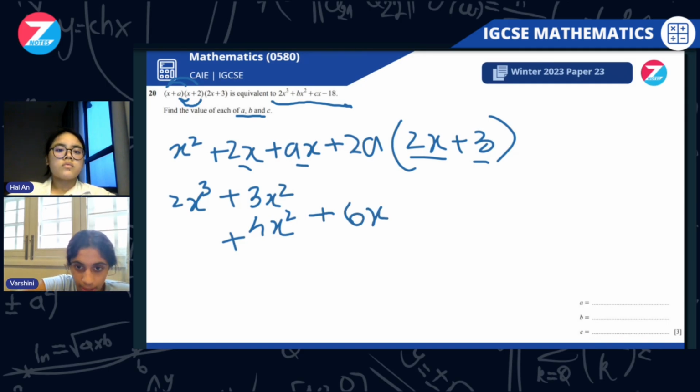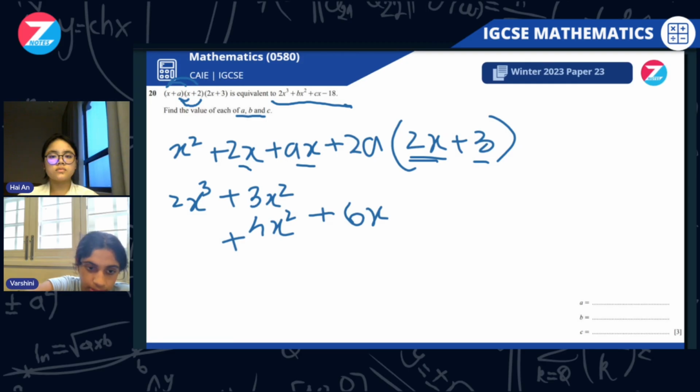Okay, so now let's do ax into 2x. a into 2 is just 2a, and x into x is x squared. So that's going to be 2ax squared. And ax into 3 is just a into 3 into x, which we can't simplify any further. That's just going to be 3ax.